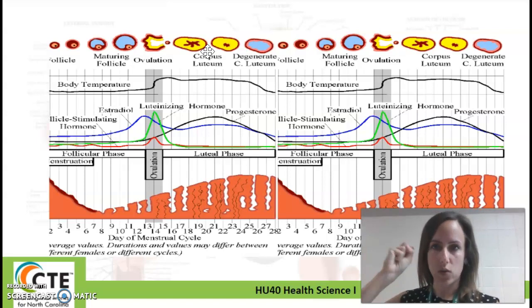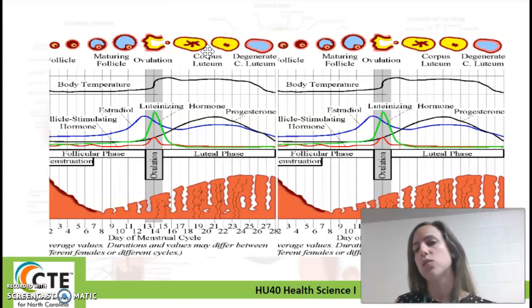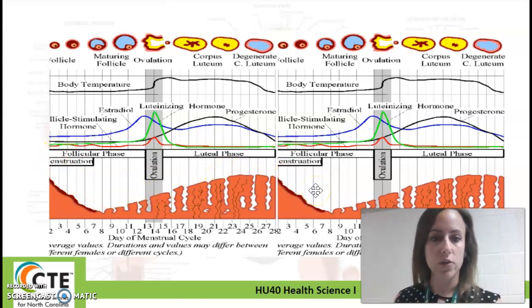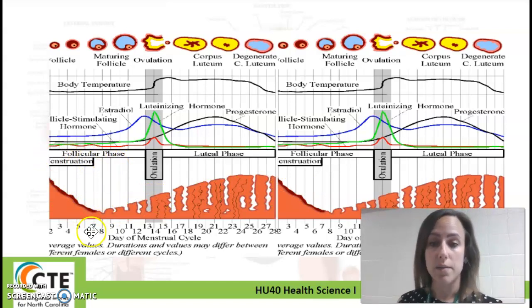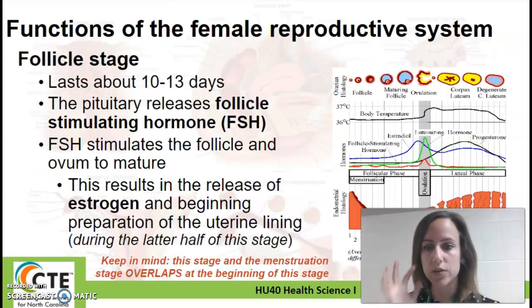And the presence of the corpus luteum in an ovary indicates to the body that, yes, we have ovulated. And that's what ramps up the production of progesterone, okay? Remember, this bottom part is showing the general thickness of the endometrial lining over the course of these phases. And just keep in mind that the menstruation phase overlaps the very first part of the follicle stage.